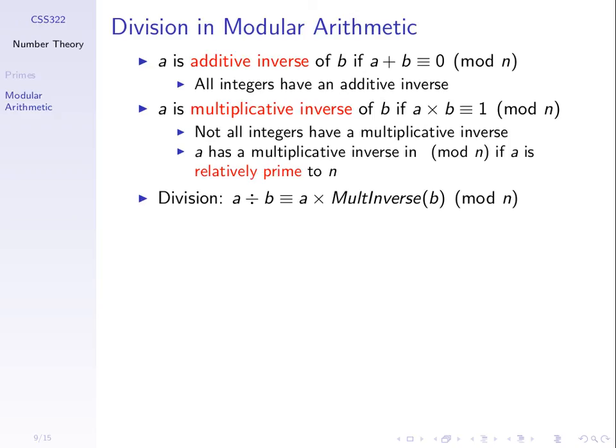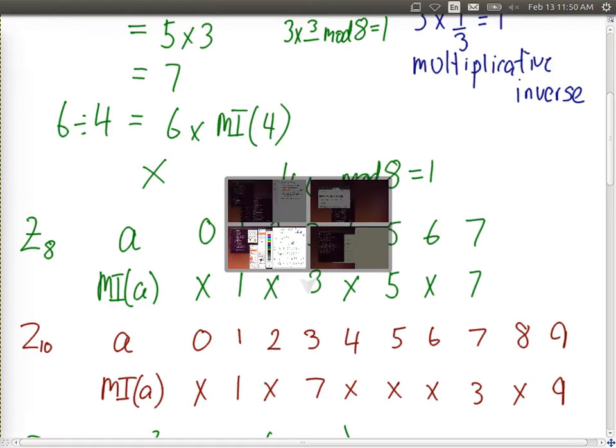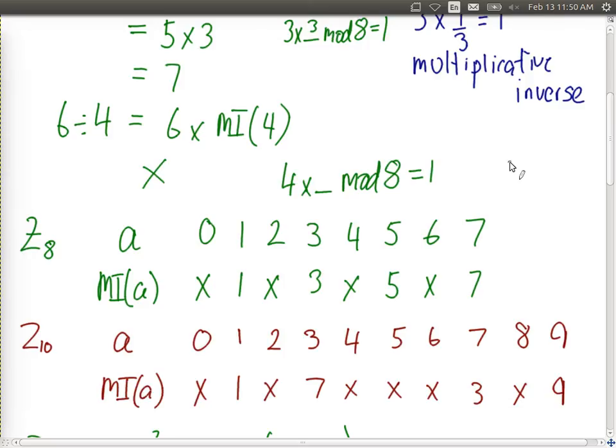So that's one location where we use relatively prime. Let's just check if that was the case here. N is 8 in this case, so is 1 relatively prime with 8? Greatest common divisor of 1 and 8 is 1. So 1 and 8 are relatively prime. 2 and 8 are not relatively prime. The greatest common divisor of 2 and 8 is 2. They are not relatively prime, therefore 2 does not have a multiplicative inverse in mod 8. 3 and 8 are relatively prime. Greatest common divisor is 1, therefore 3 does have a multiplicative inverse.